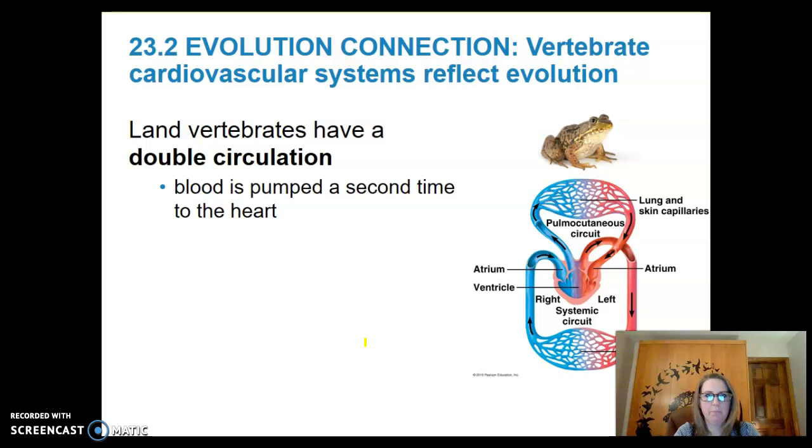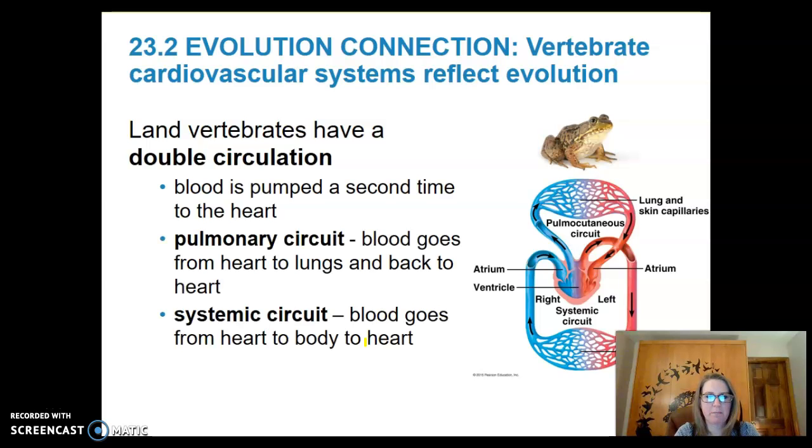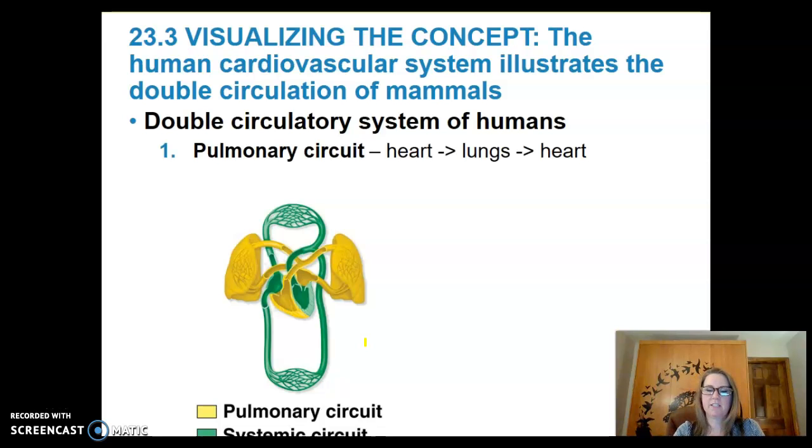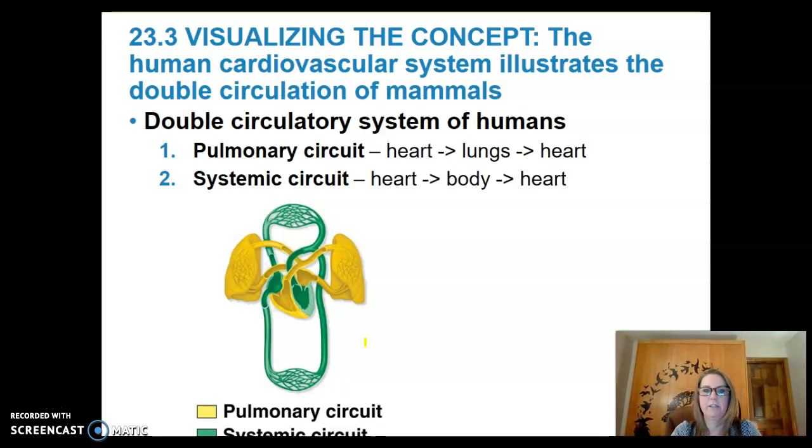So we just have a couple of minutes left in my video. You're going to do a lot more of this in lab and in class with me. So the pulmonary circuit, pulmonary means lungs. This is that part of the double circulation that goes from the heart to the lungs to the heart. It's taking CO2 to the lungs. You exhale that CO2, you inhale oxygen, it comes into the lungs, and it's going to go back to the heart so the left side of the heart can pump out that oxygen-rich blood.